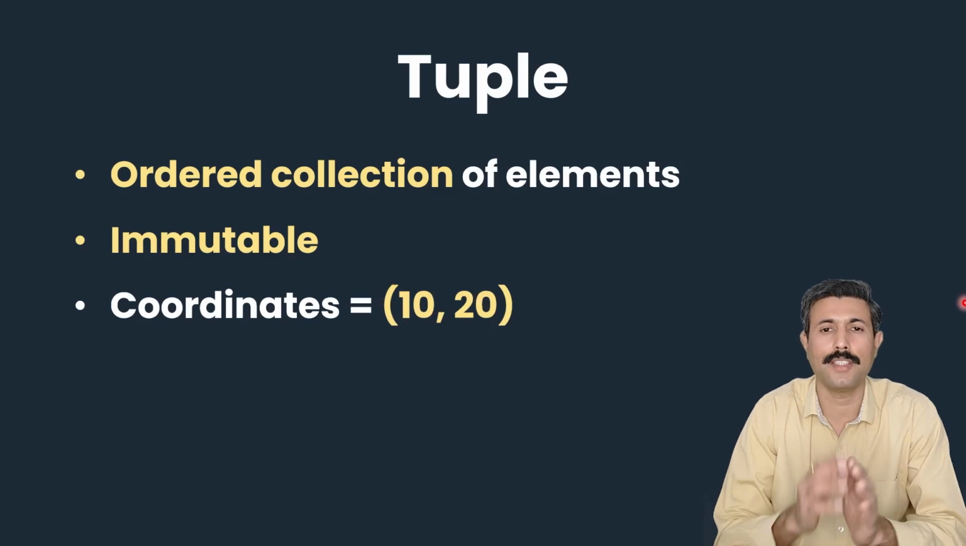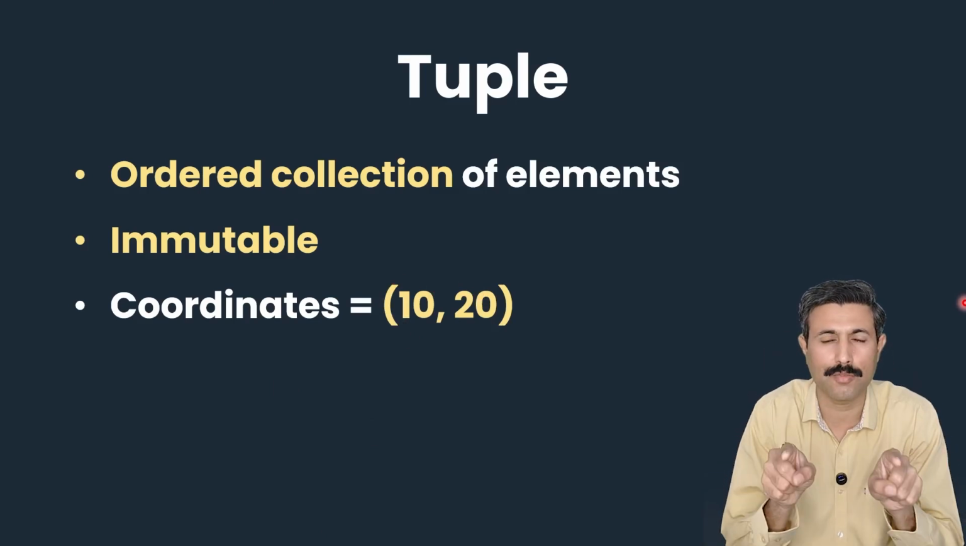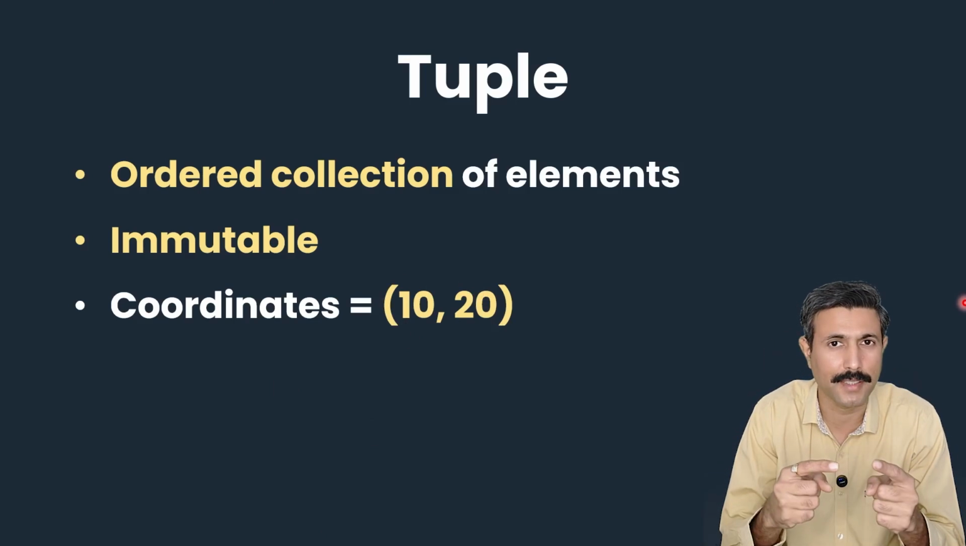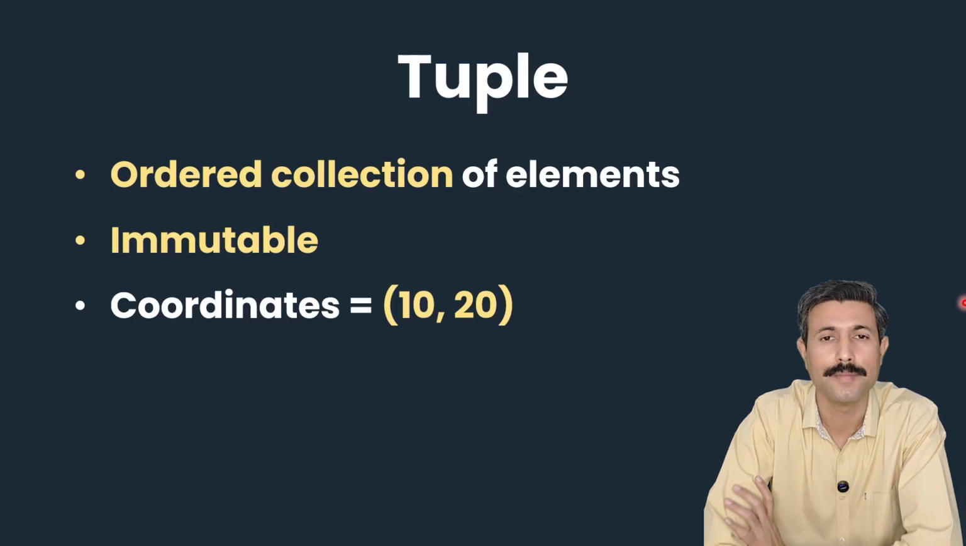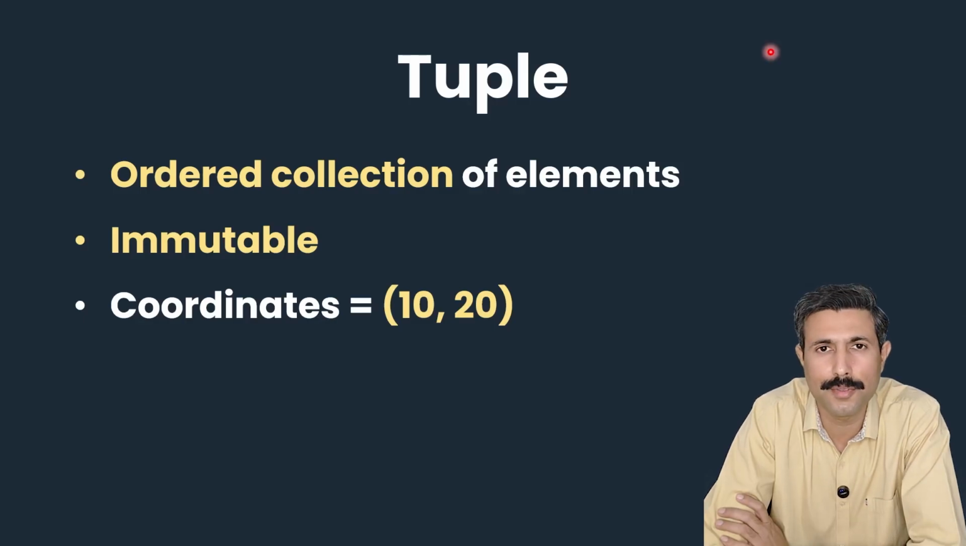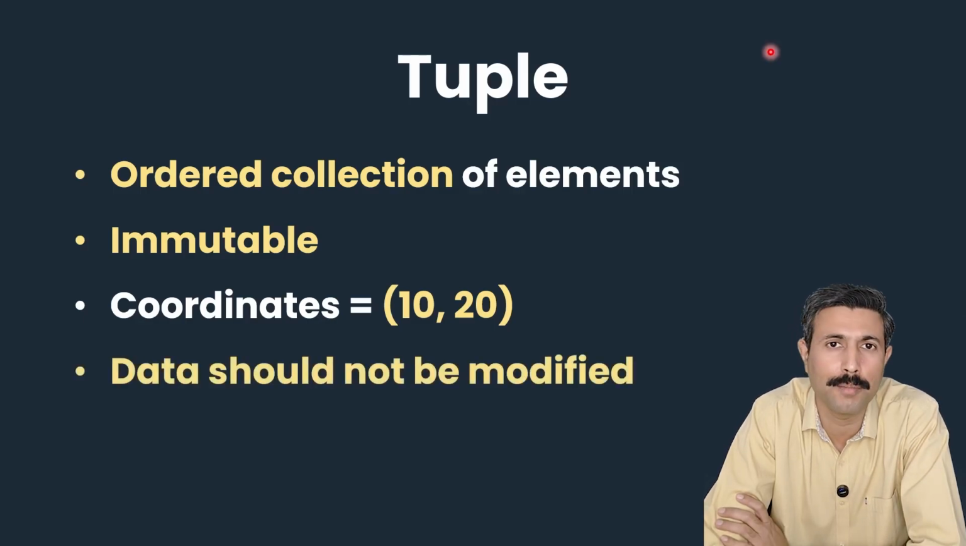So from this, it's clear to you that if something is in square brackets, you can modify it. But if something is in parentheses, you cannot modify it once it is created. So basically these tuples are used when the data should not be modified. The value should not be changed. That is the place where you're supposed to use tuples.